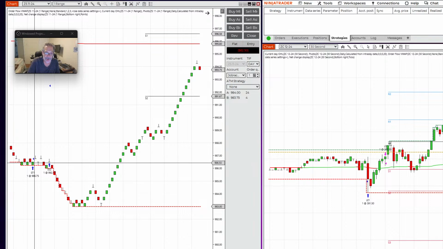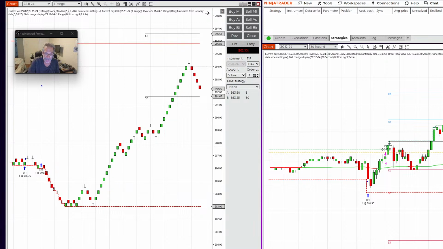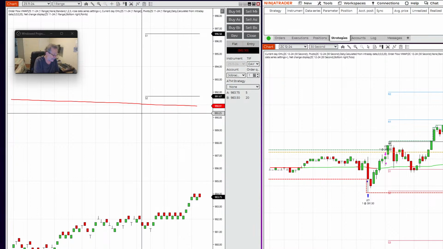That's what happened to most everybody. Hit the first target probably, and then you didn't even see the move back up. And that's what caused it not to cooperate.